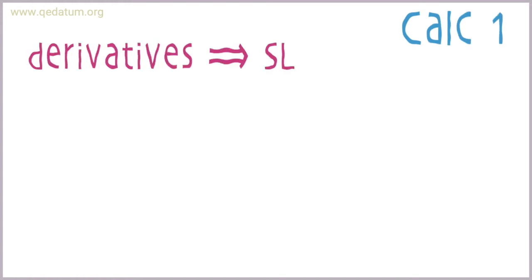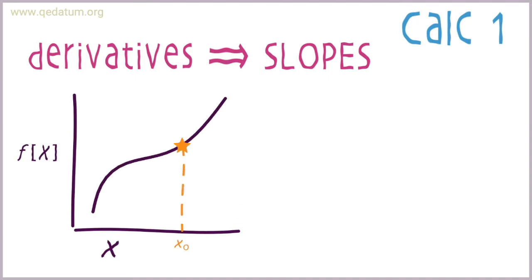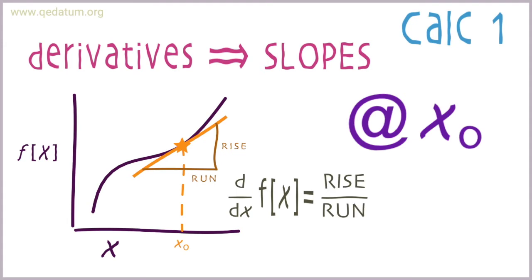Derivatives are introduced as slopes. By that, what we mean is that if we have some function and we choose some point, say x0, then the derivative of that function evaluated at x0 is the slope of that function at x0. In other words, the slope of a straight line smacked right onto the curve at x0. And just a reminder that the slope of a line is defined as the rise of that line over some run along the x-axis.